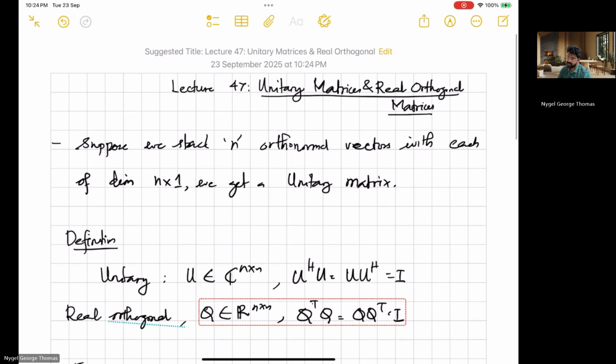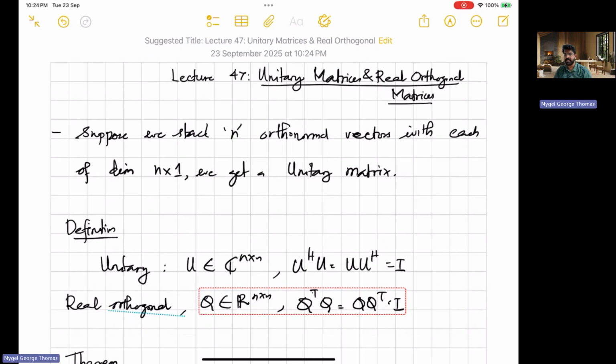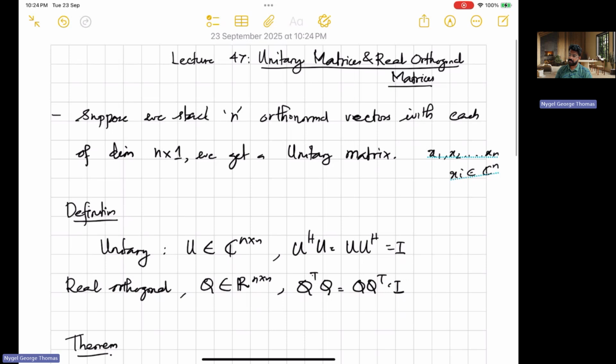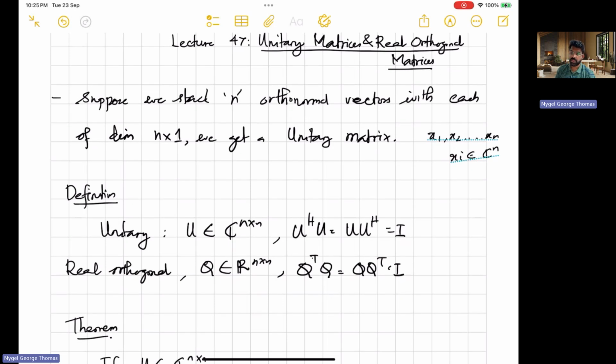Suppose we stack n orthonormal vectors with dimension n cross 1. We get a unitary matrix. These vectors are x1, x2, etc., xn, where xi belongs to C^n. If you stack all these together, you get your square matrix. And it happens that if you do U Hermitian U, and U into U Hermitian, both will be equal to I.